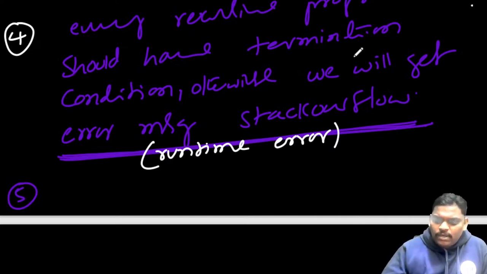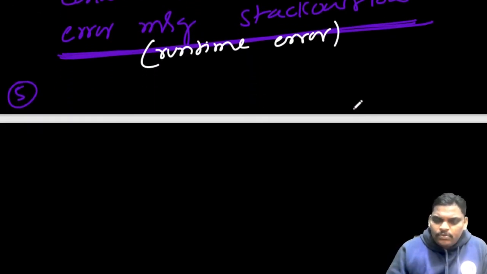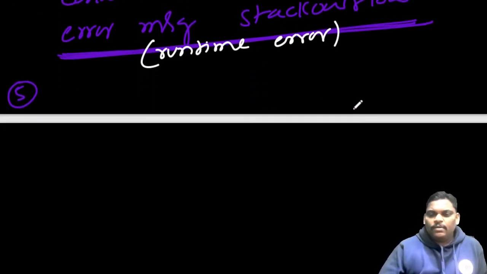Right, now come to the next one. Don't divert the topic. Can you see the fifth statement? Very, very interesting one. Every recursive program should have a termination condition. See how the recursive program will be written.